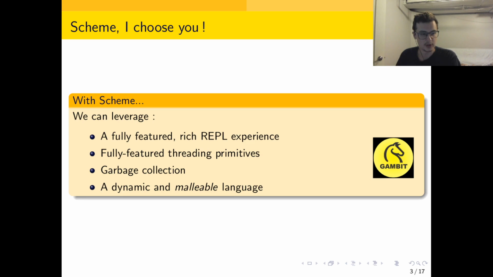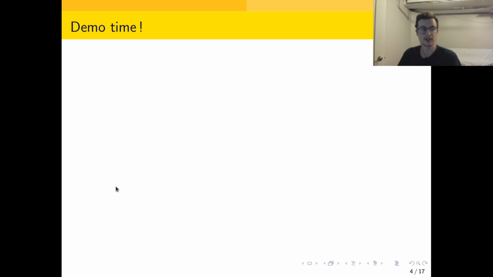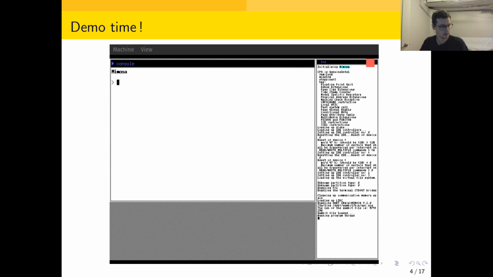Another great point is the fact that Scheme is a very dynamic and malleable language. So if you want to extend it to do things that it's not really meant to do, which is exactly what we're doing here, the Scheme language has many tools to help you achieve that, and it's really helpful. Before going into too much detail, let's switch over to a little demonstration.